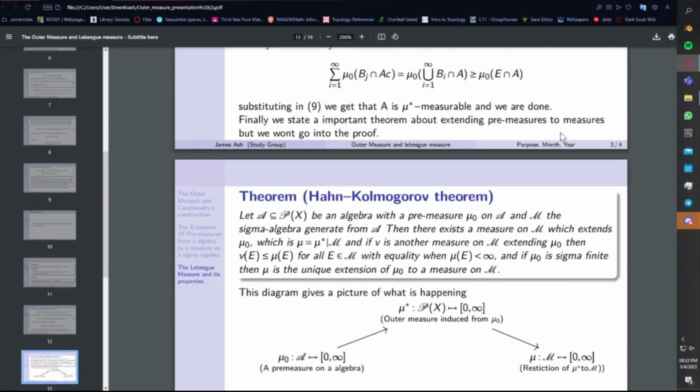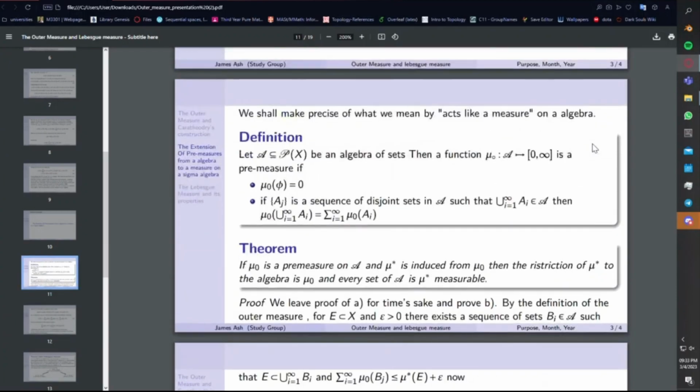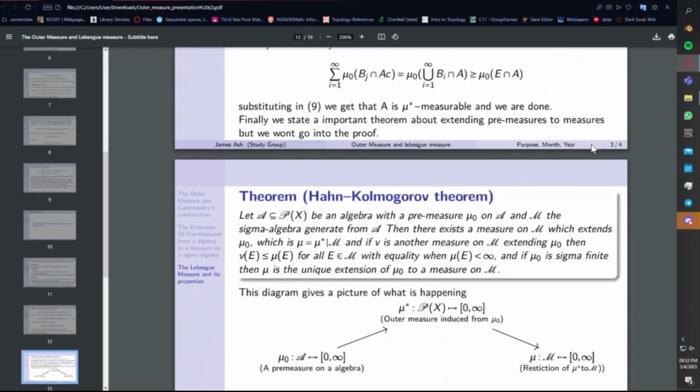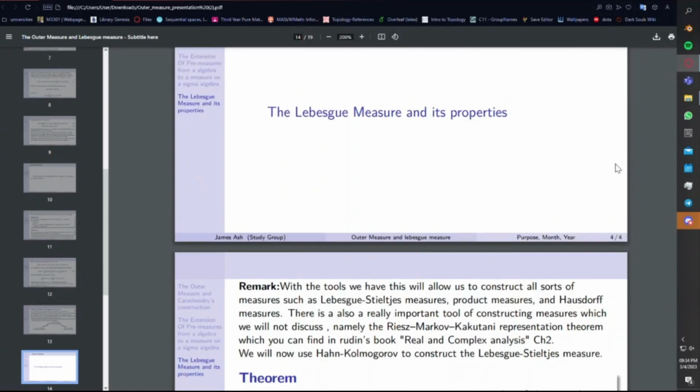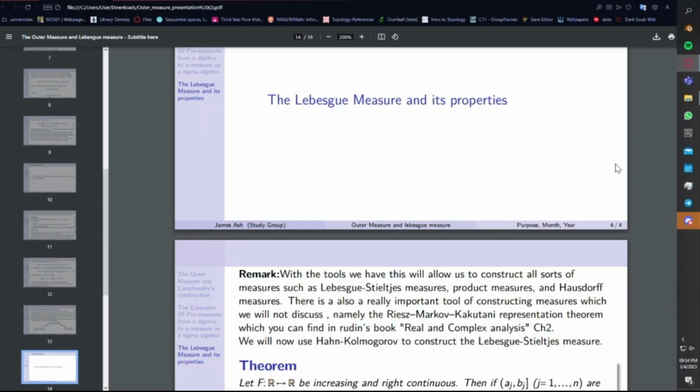I think one more thing that I need to mention. There is another tool to construct measures, which I think is quite important, but it's not mentioned in full because there's actually a very heavy build up to this theorem. It's called the Riesz-Markov-Kakutani representation theorem. It's found in Rudin's book, in chapter 2. It basically also gives us another way to construct measures, but the build up to understand the theorem, let alone prove it, which is quite a heavy task, is also quite difficult.